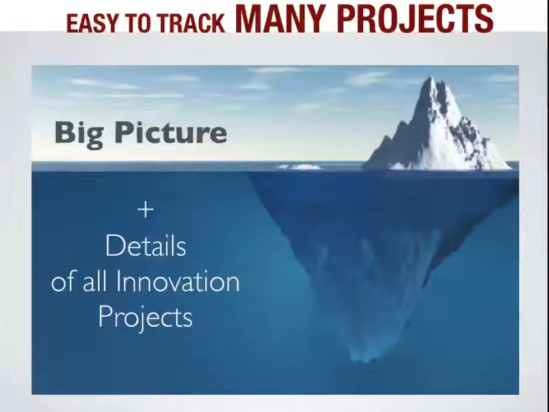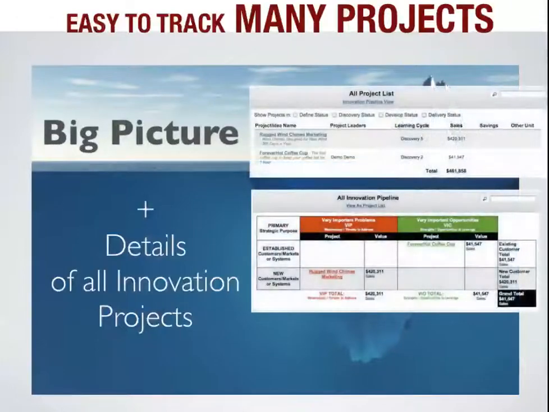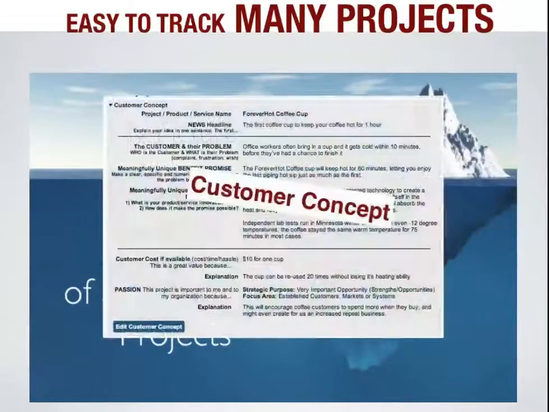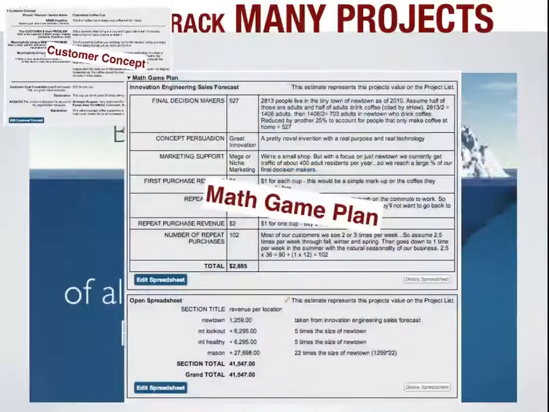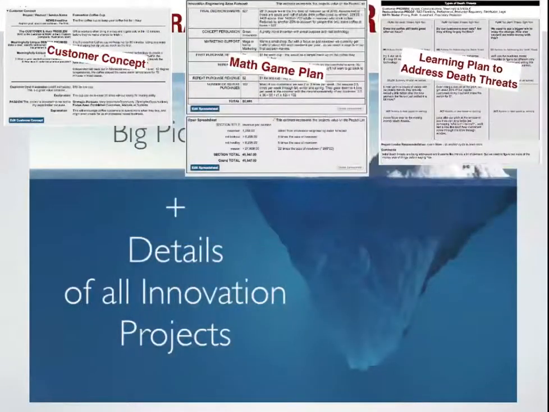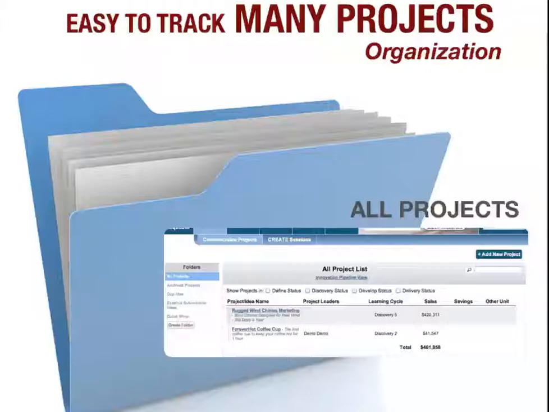For management, you want to know the big picture, so we've created two dashboards. One's a simple project list with an itemized list of all the projects that are ongoing, what cycle they're in, who's leading them, and what they're worth, as well as an innovation pipeline view that lets you see how these projects line up against your very important problems and very important opportunities as a company. Now for every single one of those projects, you can click down to see the details, from the customer concept, the math game plan and its assumptions, even down to what's the latest death threat the team's working on right this week, right at this moment.